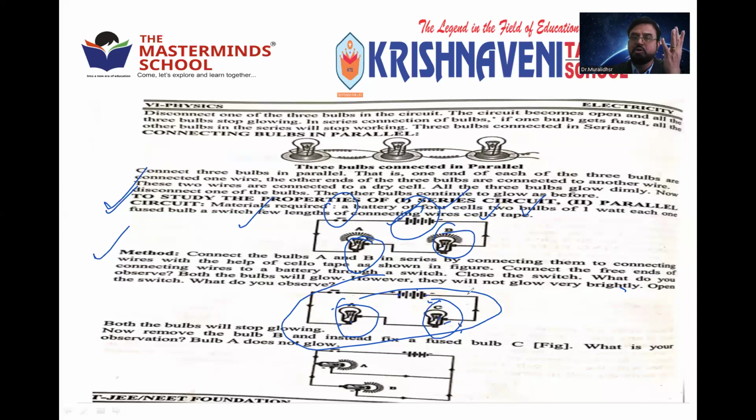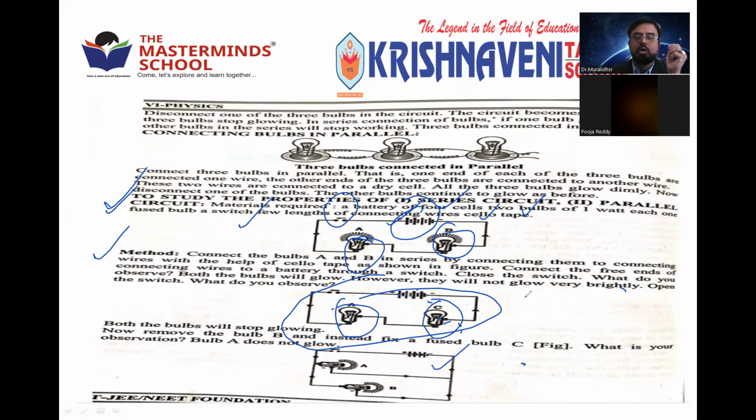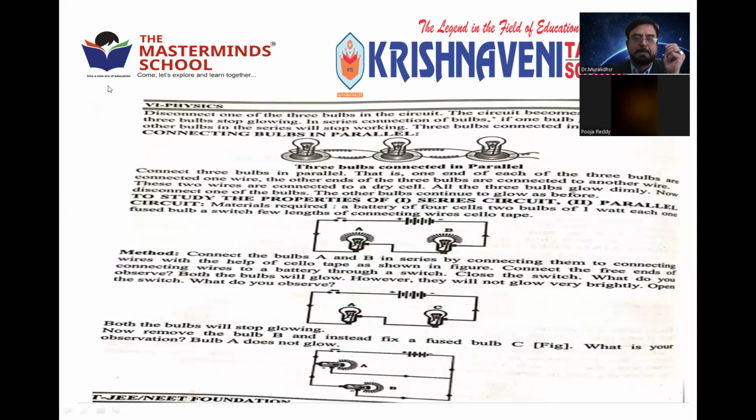If 1 bulb is there, it will glow with more brightness. But when you connect 2 bulbs, the brightness will decrease because the same current passes. If you have 3, 4, 5, 6 bulbs, the glow will reduce. Now remove the bulb B and, instead, fix bulb C, one more. What is your observation? Bulb A does not glow. So when you disconnect one bulb, the other won't glow. That is a disadvantage of the series connection.